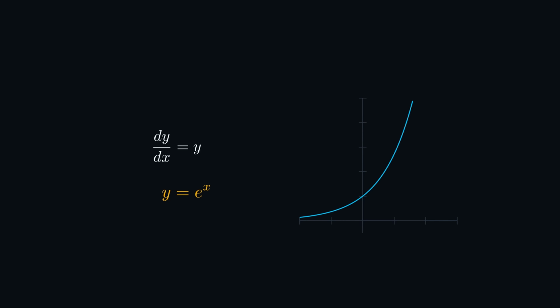Take dy by dx equals y. What function is its own derivative? The answer is e to the x. But no amount of algebraic rearranging will ever give you that. You have to stop asking, what number satisfies this? And start asking, what function satisfies this? That single shift is the entire conceptual leap of differential equations.